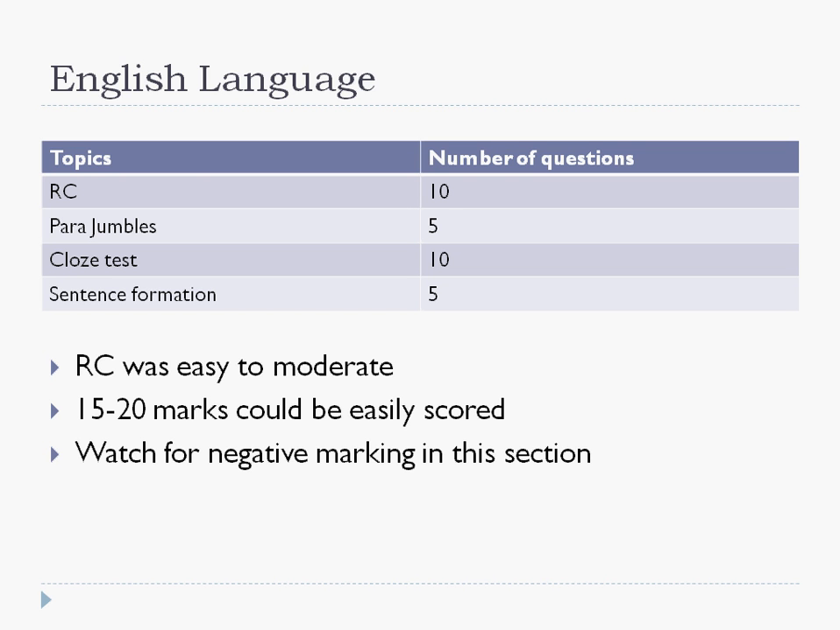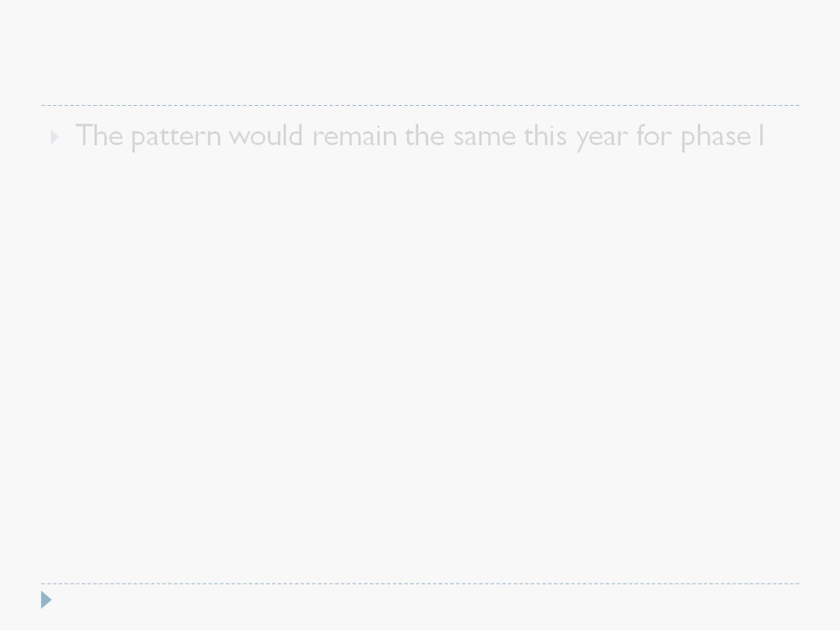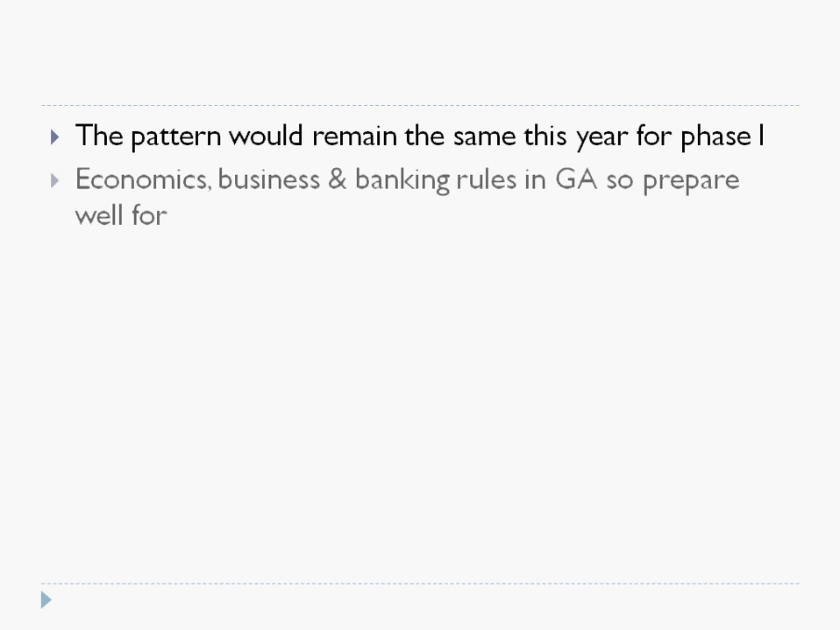So in this particular section, watch out for the negative marking, because once you read a comprehension, you are tempted to answer all the questions. Just do not answer if you are not very sure about the answer to a particular question. So the pattern would remain the same for this year as well, apart from the fact that there would be 120 minutes, which is 10 minutes less. So you can expect the cutoff to go down slightly, not very huge.